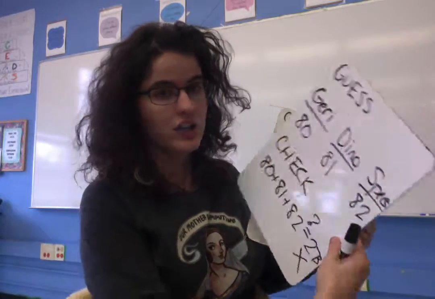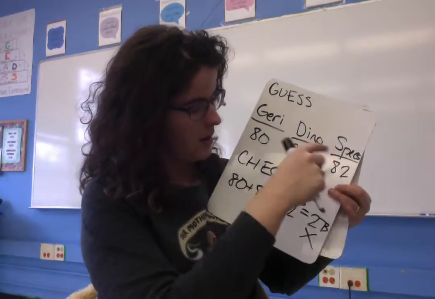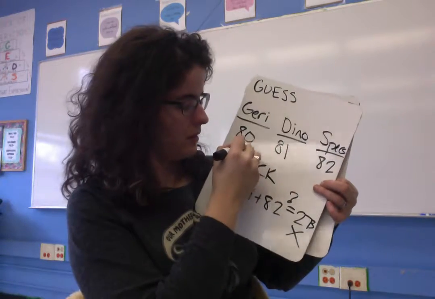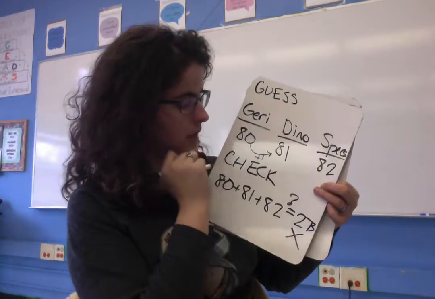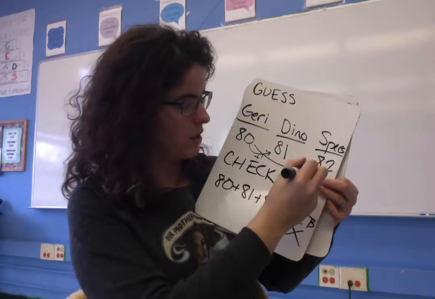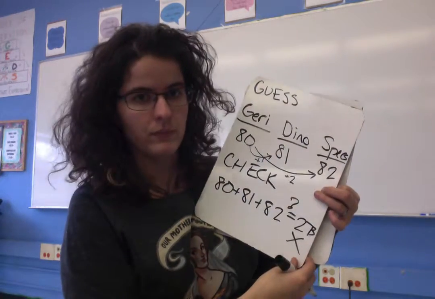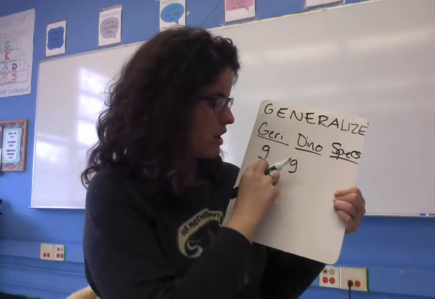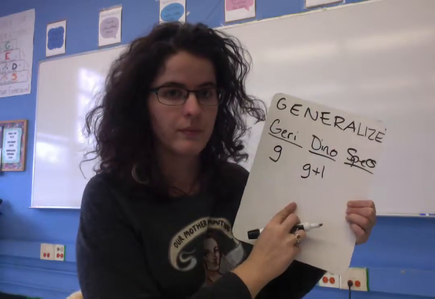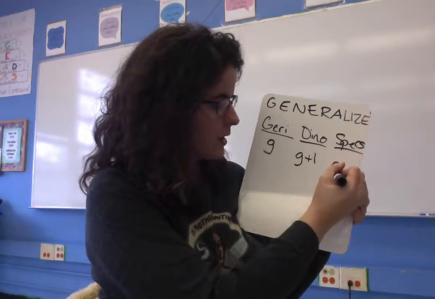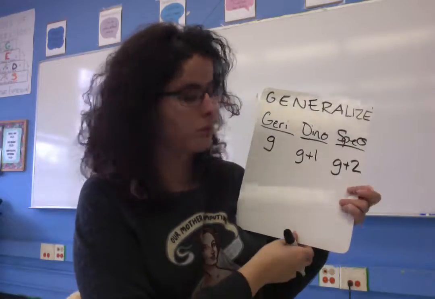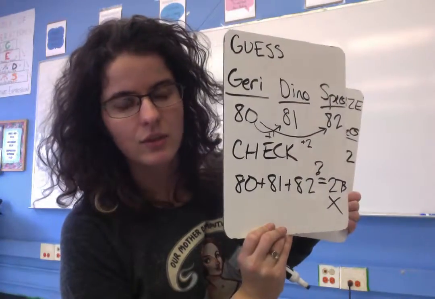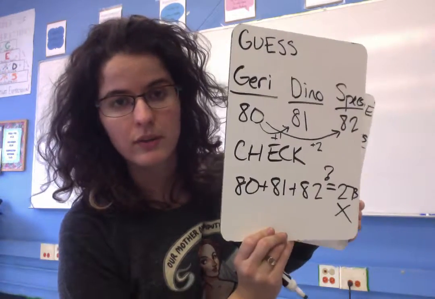Well, looking back at my check and my guess, honestly, if Jerry was 80, Dino was 81. So I had to go up 1 more. And if Jerry was 80, Specs was 82, so I had to go up 2 more. So a way that I could express that would be that Dino is Jerry's age plus 1 year, and Specs is Jerry's age plus 2 years. Using my check section, I know that I need to be adding those 3 ages together and that they should be 273.